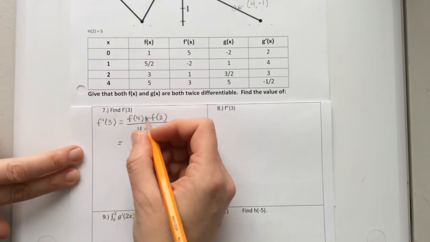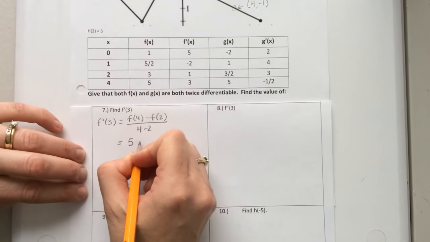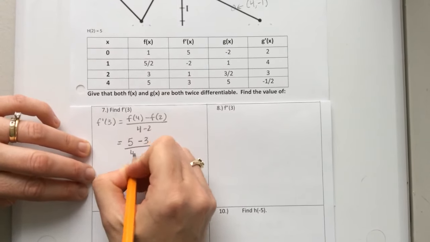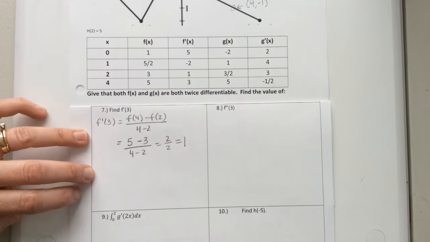So f of 4 is 5. F of 2 is 3. All over 4 minus 2, we get 2 over 2, which is equal to 1.